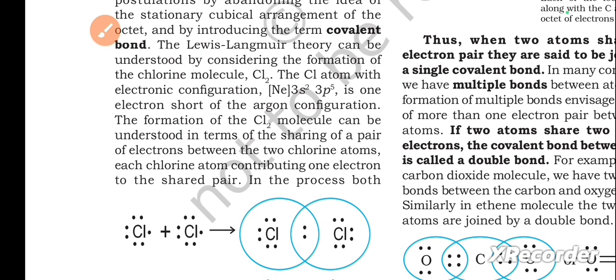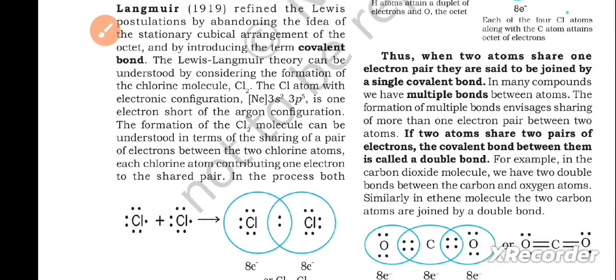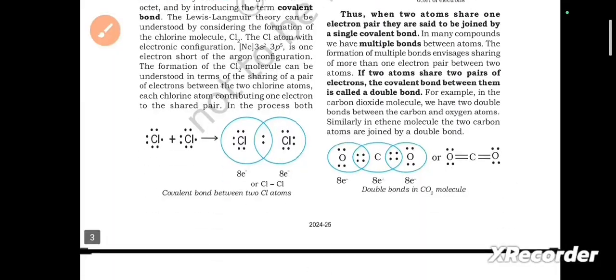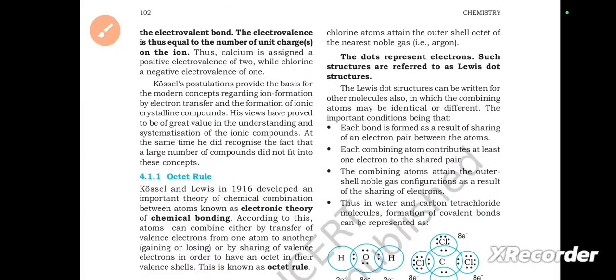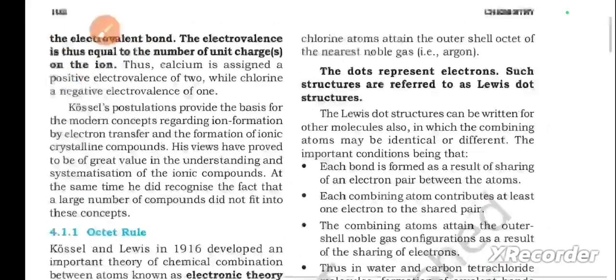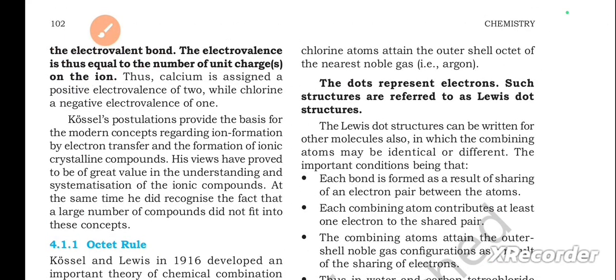The Cl atom with electronic configuration 3s2 3p5 is one electron short of the argon configuration. The formation of the Cl2 molecule can be understood in terms of the sharing of a pair of electrons between the two chlorine atoms, each chlorine atom contributing one electron to the shared pair. In the process, both chlorine atoms attain the outer shell octet of the nearest noble gas, that is argon. The dots represent electrons. Such structures are referred to as Lewis dot structures.